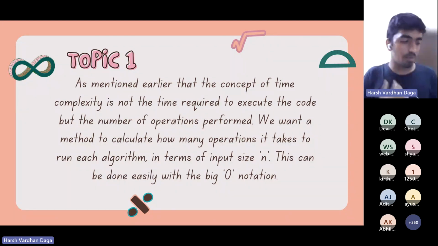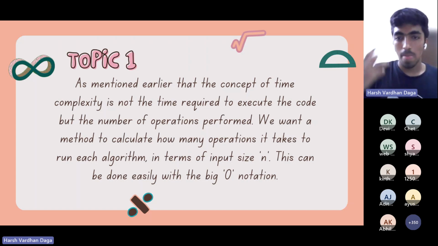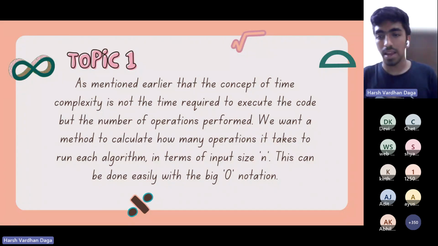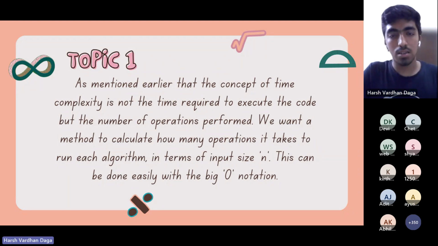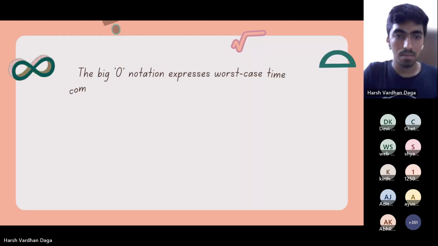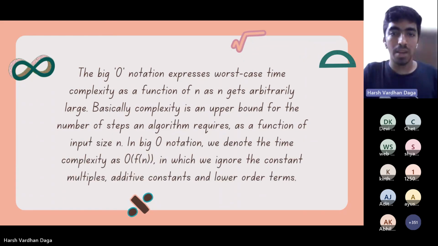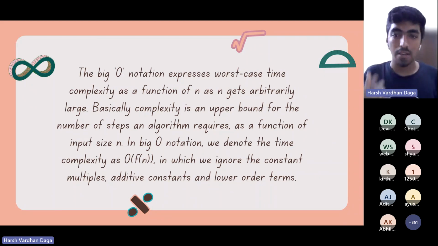So we need a method, or we should devise a method, which helps us to calculate the number of operations in terms of input size n. That method is big O notation. The big O notation expresses the worst case time complexity as a function of input size n when n gets arbitrarily large. Why we only deal with worst case time complexity, we'll learn in upcoming slides. You have to keep this in mind till that time.